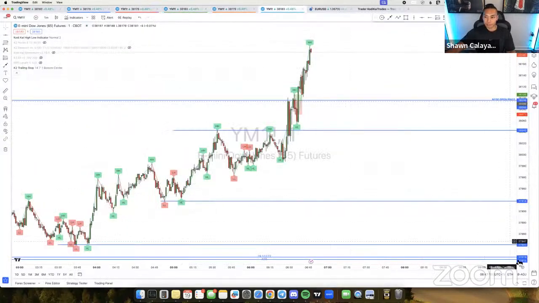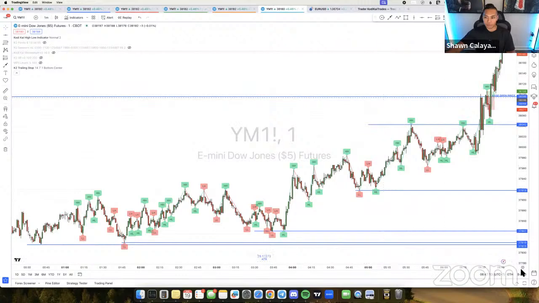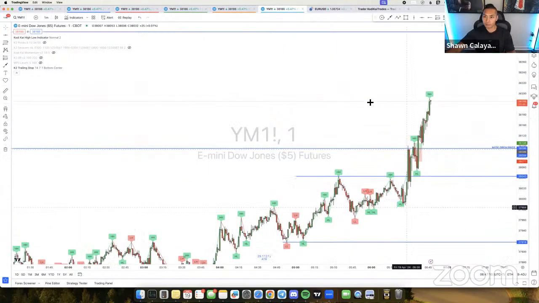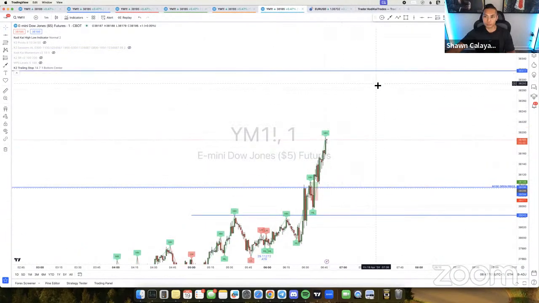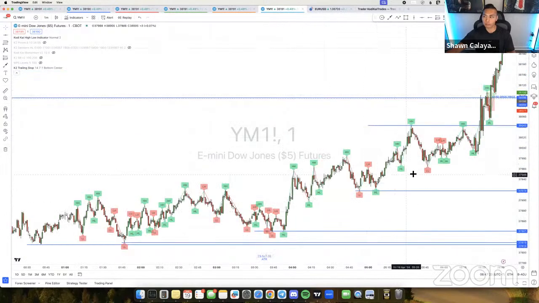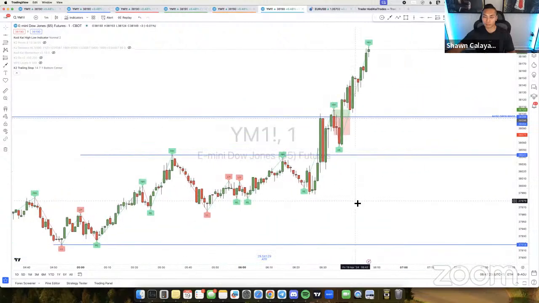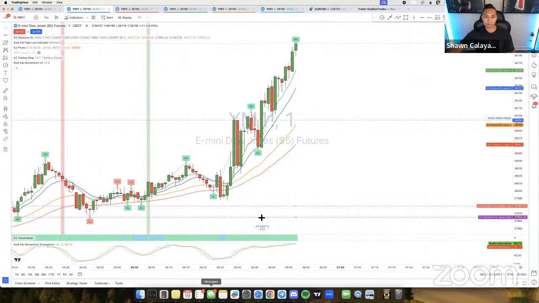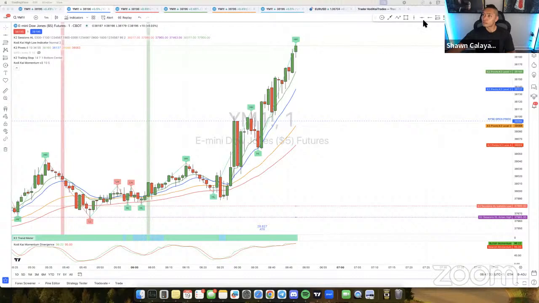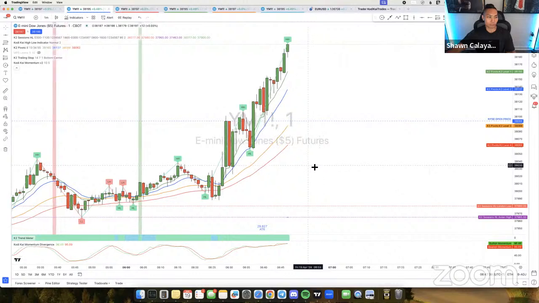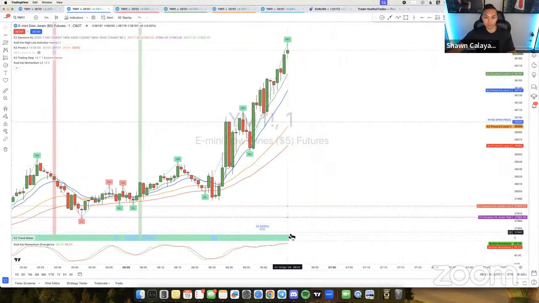So let's see if there's another level of liquidity above. Let's see if there's anything over here. The next level of liquidity is pretty far up. It's at 38,317. All right, so we have nothing else right now. We're just waiting for that retracement. I was hoping we'd get one soon, but not really looking like it.